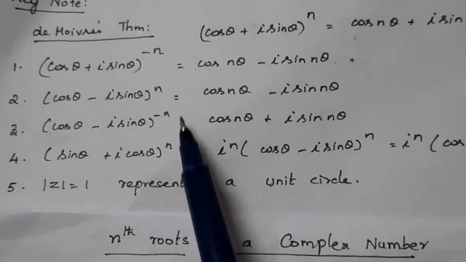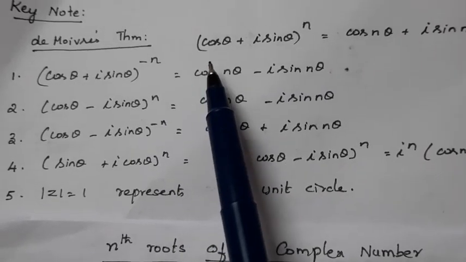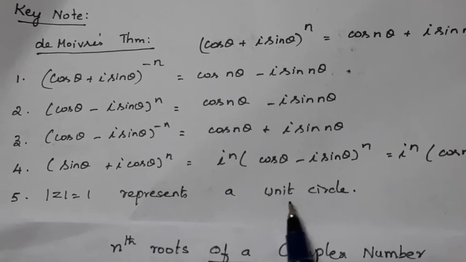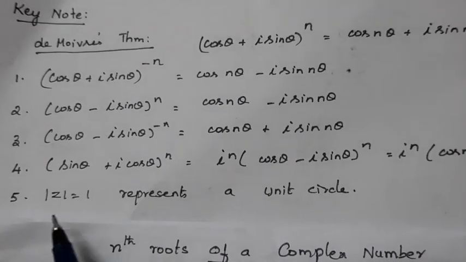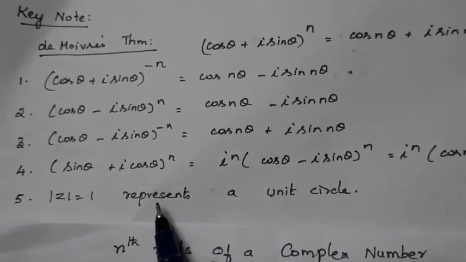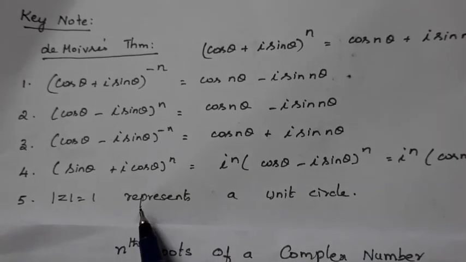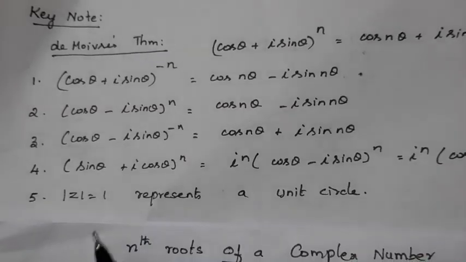Modulus of z is equal to 1 represents a unit circle. So these are some results we learnt in the previous class. Mod z = 1 means it represents a unit circle, that means a circle with radius 1. Mod z = 2 means it will represent a circle of radius 2. Mod z = 3 means it represents a circle of radius 3, like that.